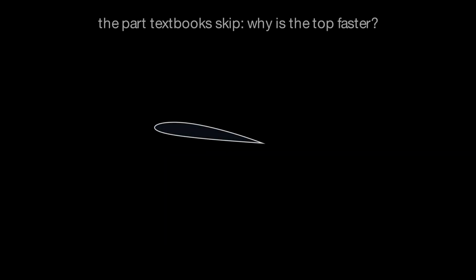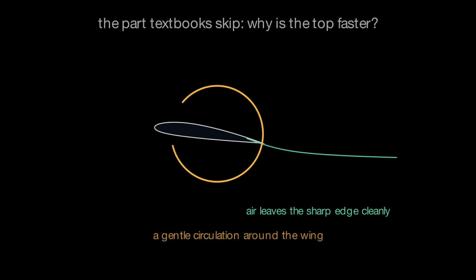One question we skated past. Why is the air faster over the top in the first place? The answer is the trailing edge. It's sharp. Air can't whip around a sharp corner, so it has to leave the back of the wing smoothly, running off the point. That single requirement is called the Kutta condition. And to make the flow leave cleanly like that, the wing has to set up a gentle circulation around itself, a little extra speed over the top, a little less underneath. That circulation is the lift.